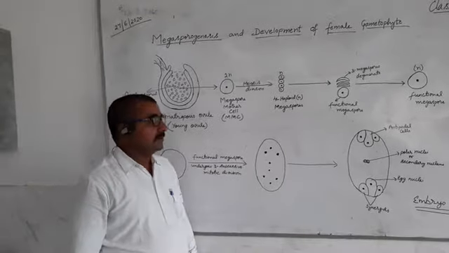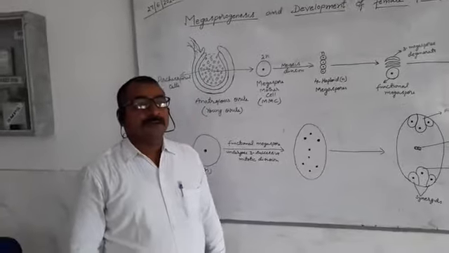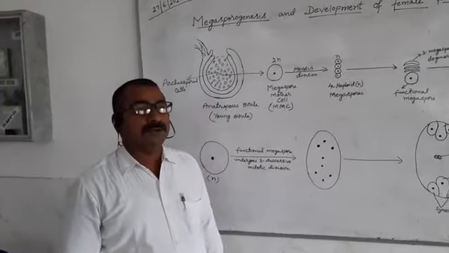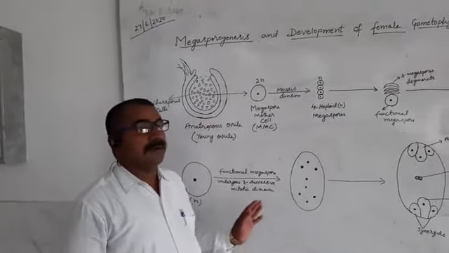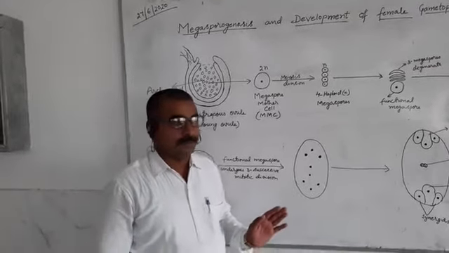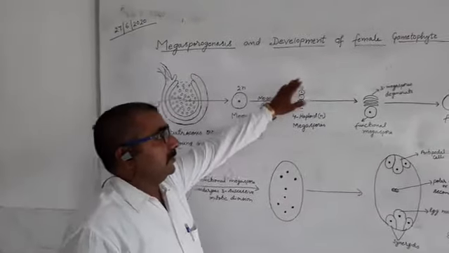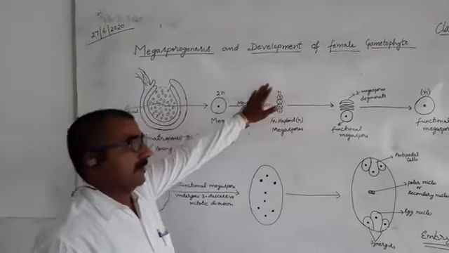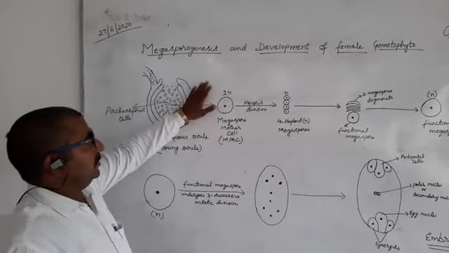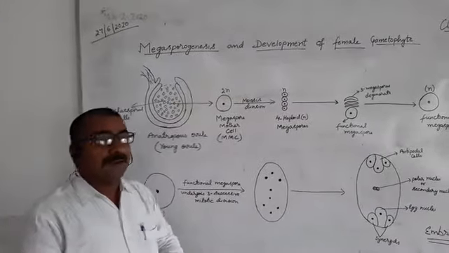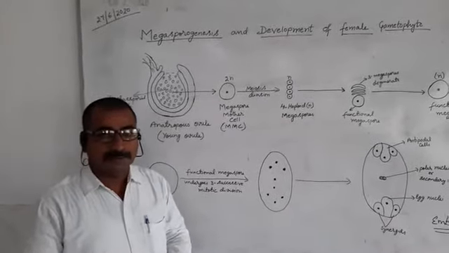Good morning, students. In my last video, I discussed different types of ovule and the structure of the mature ovule. Today's topic is megasporogenesis and development of the female gametophyte. Here we will study how female gametes are formed in angiospermic plants or flowering plants.